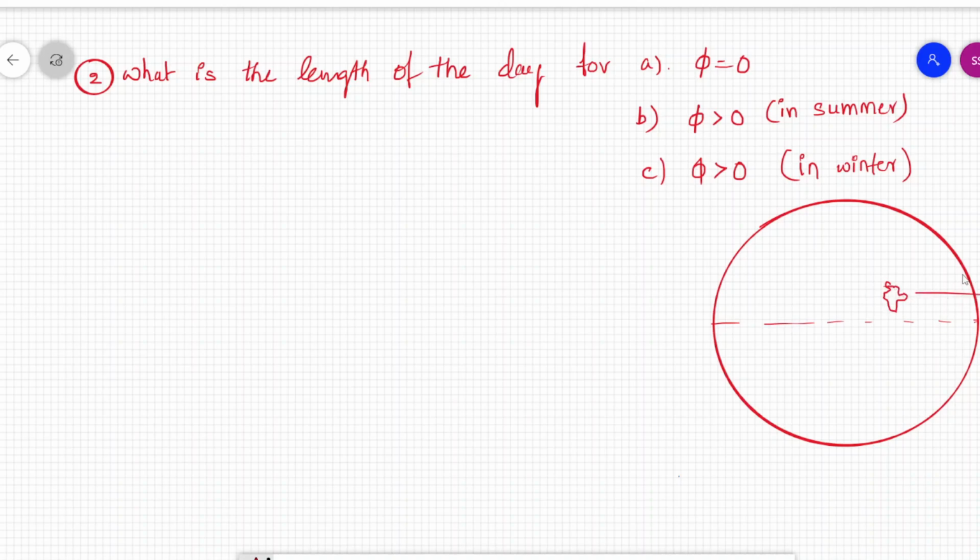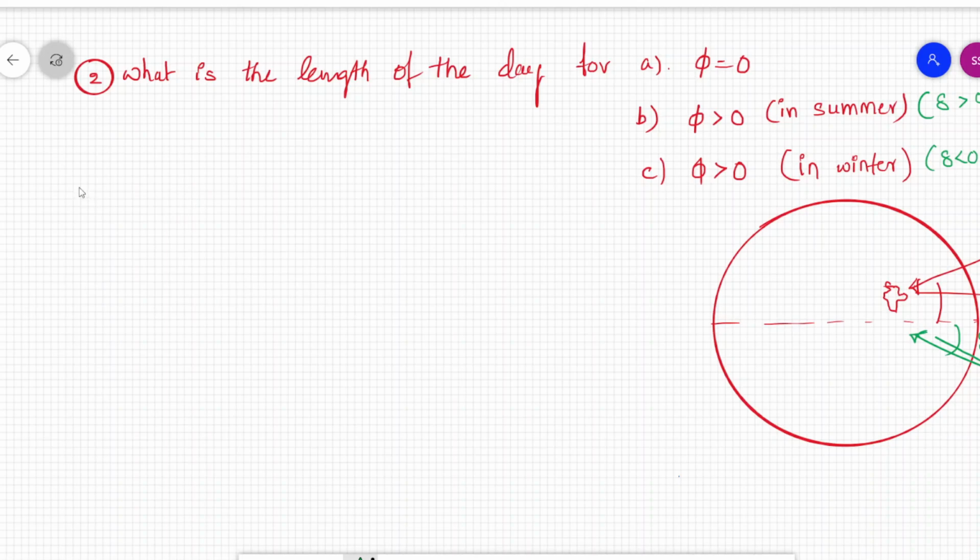For summer, the declination angle will be positive and the insolation line will be like this, and for winter the declination angle will be negative and the insolation line will be here. Okay, so we need to consider that for summer delta is greater than 0, and for winter delta is less than 0. Now let us proceed to solve for the length of the day.